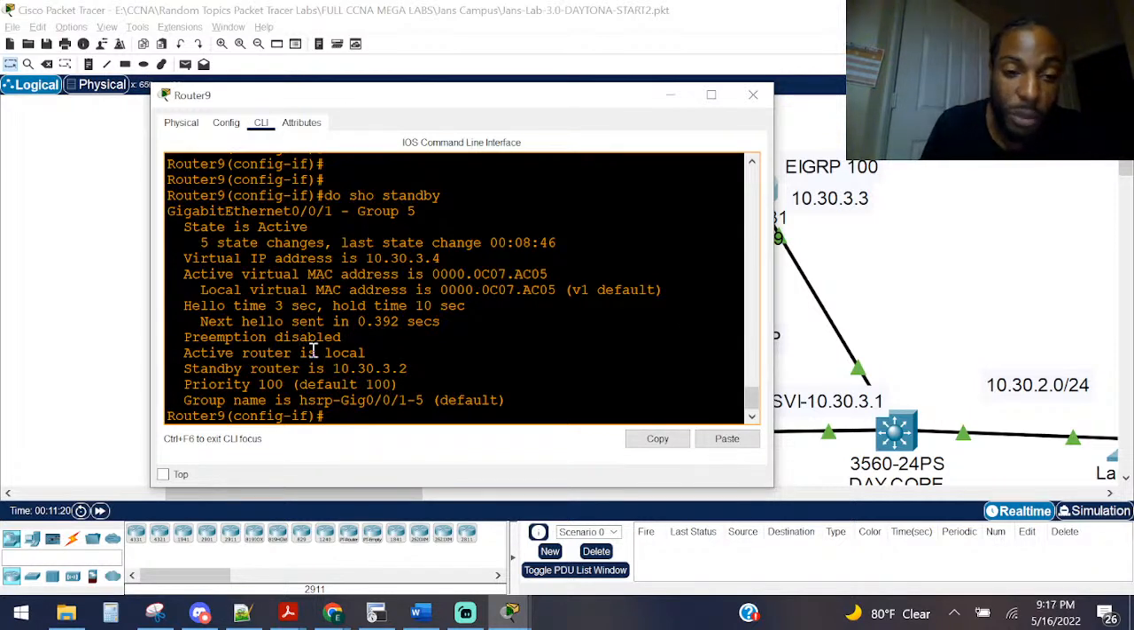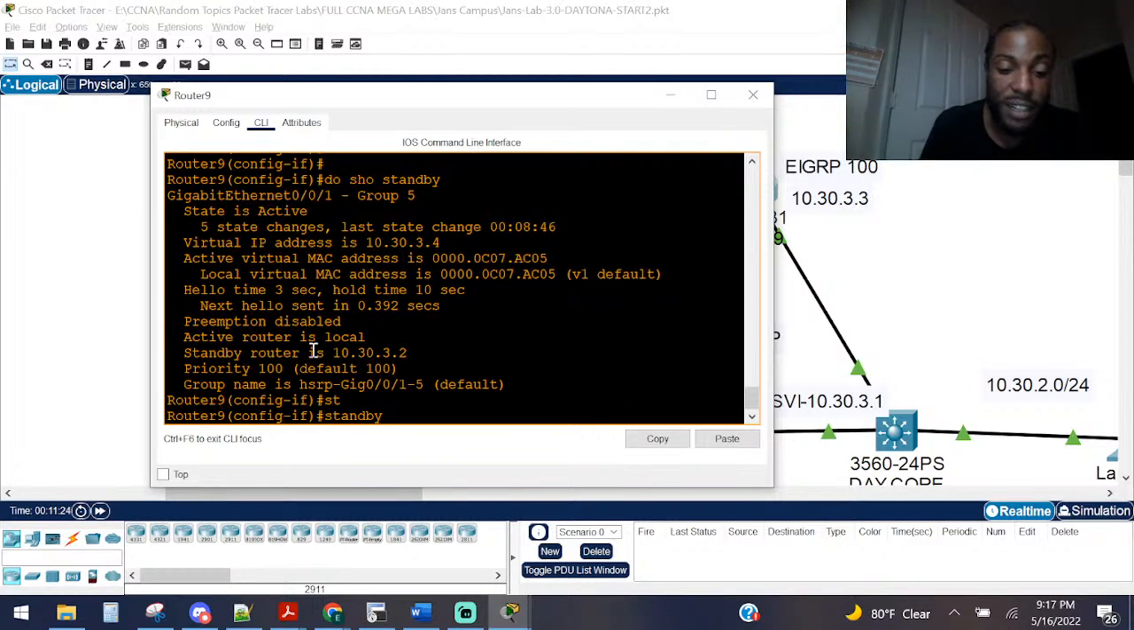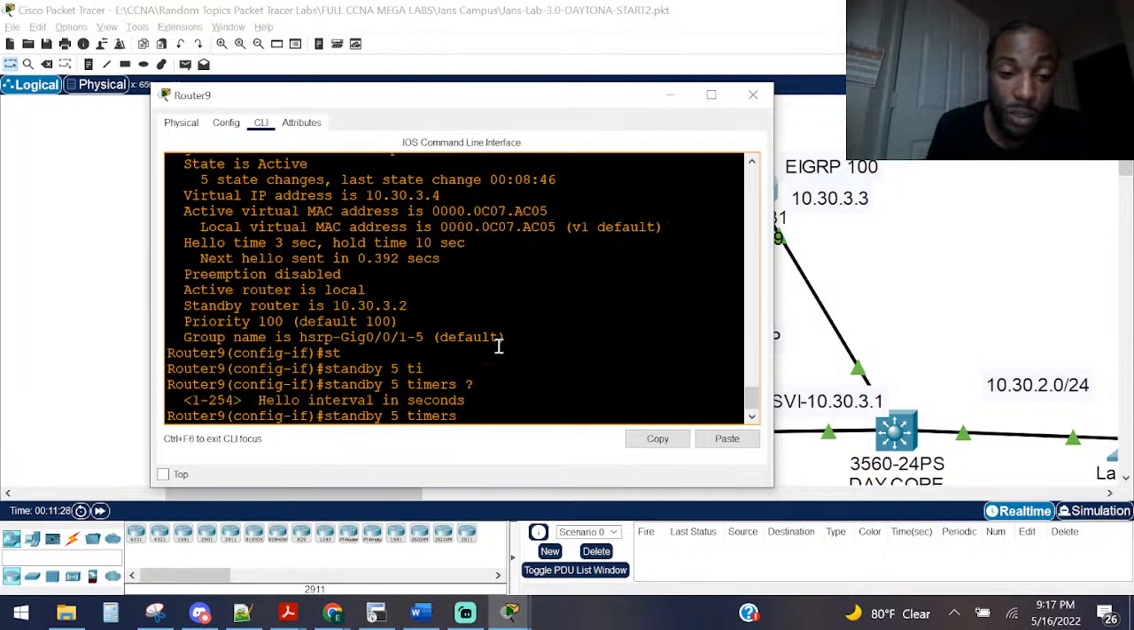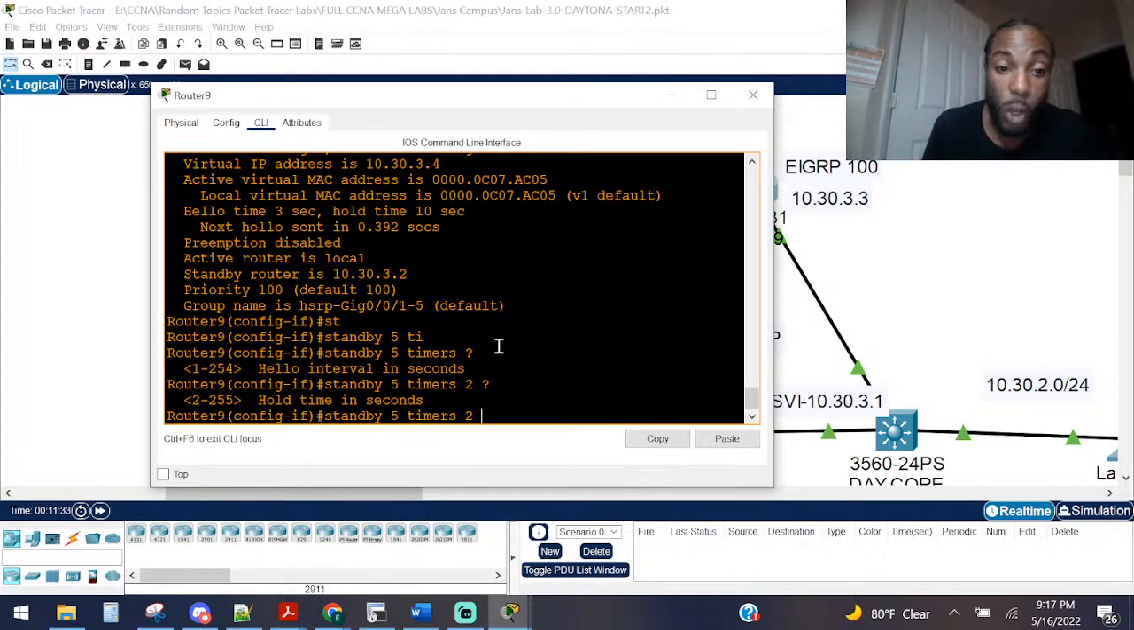We're already in global config mode. Now we just do the timer. So standby 5 timers. And then you can set 2 timers. The hello, he said to set it to what? Set it to 2 seconds. We put a 2 there. Question mark. Hold time. The hold time again is when he considers the HSRP peer dead. He said to set it to 4 seconds. By default, it's 3 and 10. He said to change it to 2 and 4. I don't know. Maybe he just wanted to throw me off, or maybe that's the organization's rules.